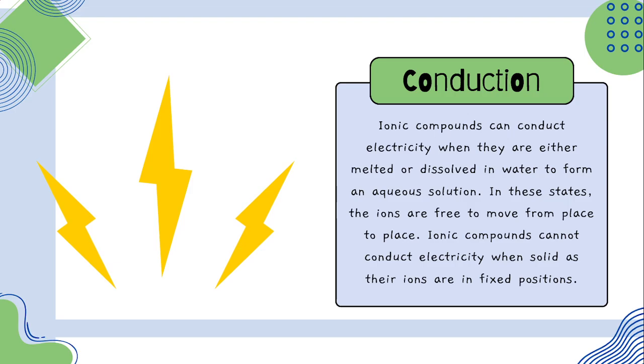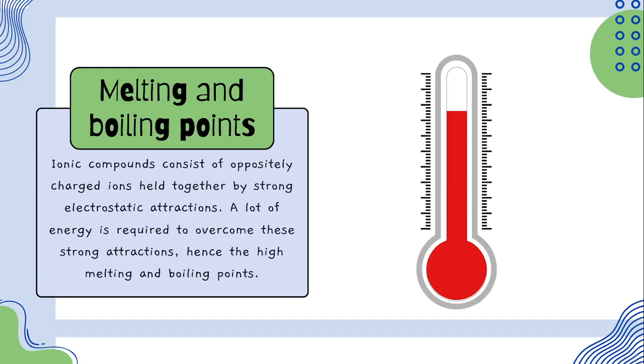Another property is conduction. Ionic compounds conduct electricity when they are melted or dissolved in water to form an aqueous solution. In this state, the ions are free to move from one place to another. Ionic compounds cannot conduct electricity in the solid state, because their ions are in fixed positions. But when they are melted or dissolved in water, they can conduct electricity. While in the solid state, they can't conduct electricity, and the reason is that the ions are in fixed positions. They are not moving freely.